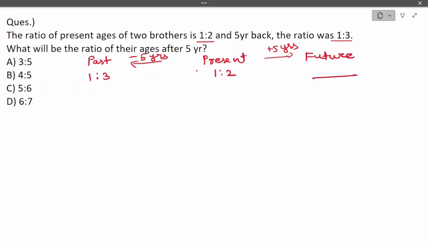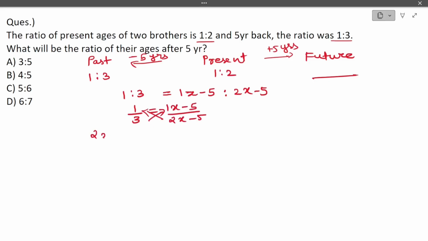See, the present age ratio is 1:2. So we can write it in this way. It is told that before 5 years, which means 1x minus 5 is to 2x minus 5. This will be equal to 1:3. So we can simply write this as 1/3, and then 1x minus 5 divided by 2x minus 5. We cross multiply, so our equation will be something like 2x minus 5 is equal to 3x minus 15.